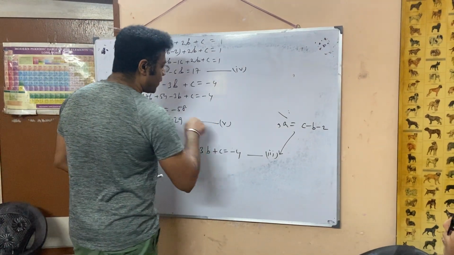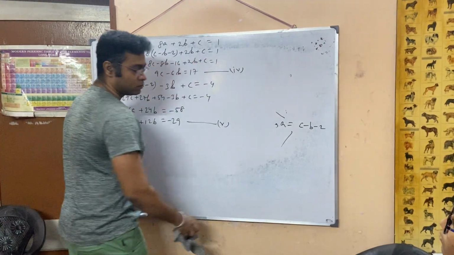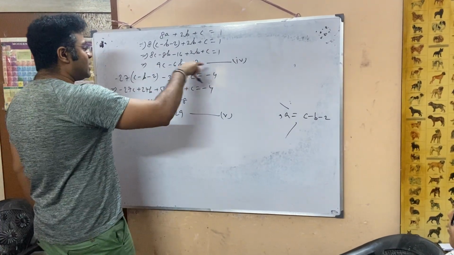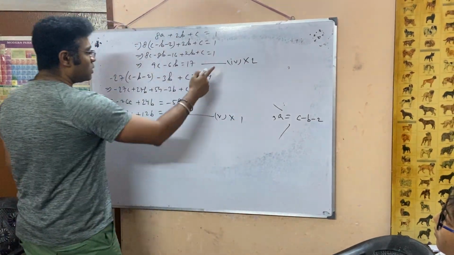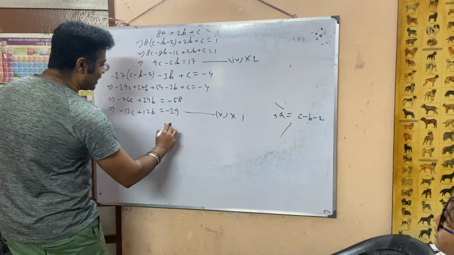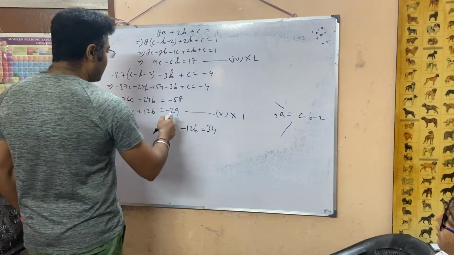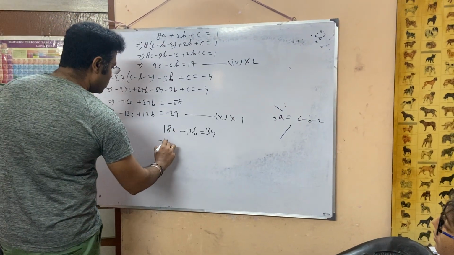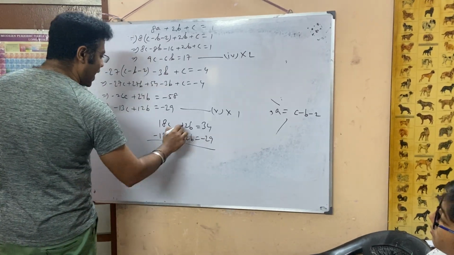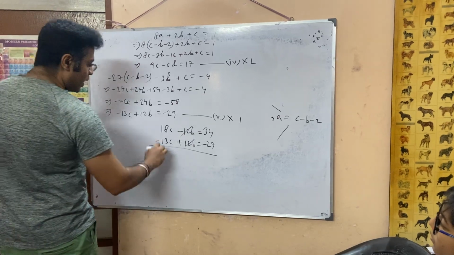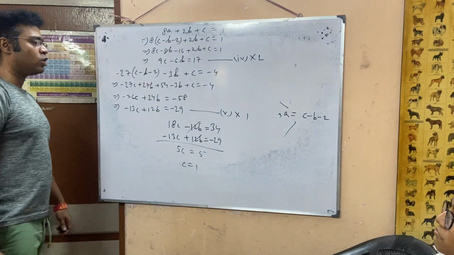Now from this 4 and 5 number equation I'll get the value of B and C. So I'll multiply the fourth equation by 2 and this particular equation by 1. If I multiply this equation by 2, what I am getting is 18c minus 12b equal to 34. If I multiply this equation, minus 13c plus 12b equal to minus 29, you add them. Cancel. What I am getting is 5c equal to 5. So c equal to 1. I got the value of c.